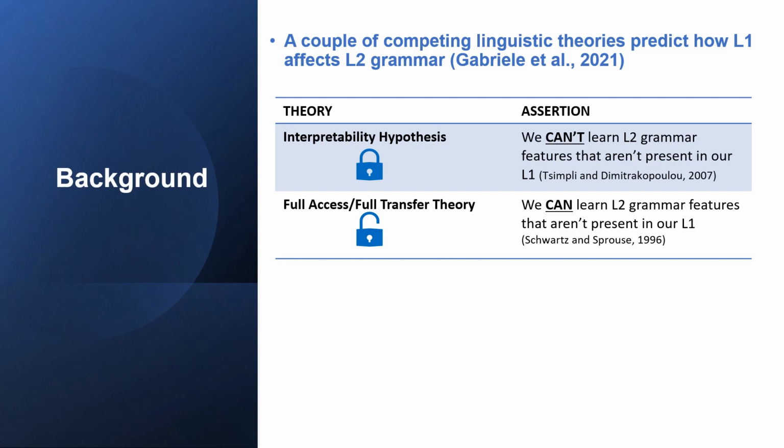To provide a brief background, grammar is a fundamental component of language, and as such, grammar learning is thought to be equally fundamental to the language acquisition process. However, there is debate about how second language learners process grammatical features not also found in their first language, with some competing linguistic theories, such as the full access full transfer theory, asserting that L2 learners can acquire native-like processing of these unique features, and with other theories, such as the interpretability hypothesis, arguing the opposite.